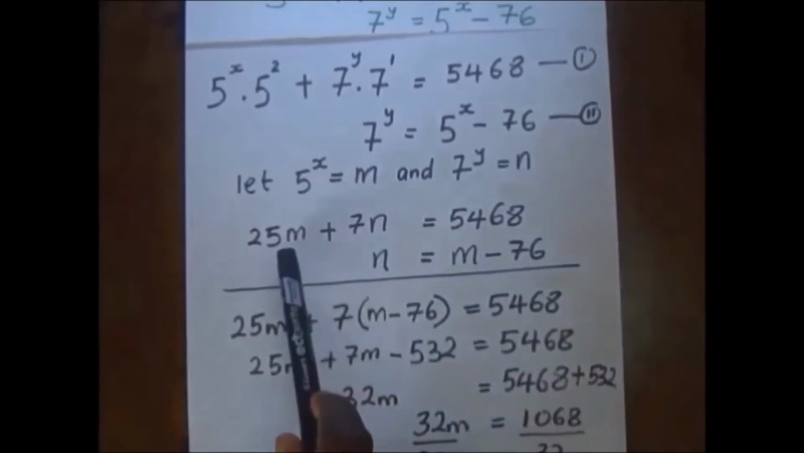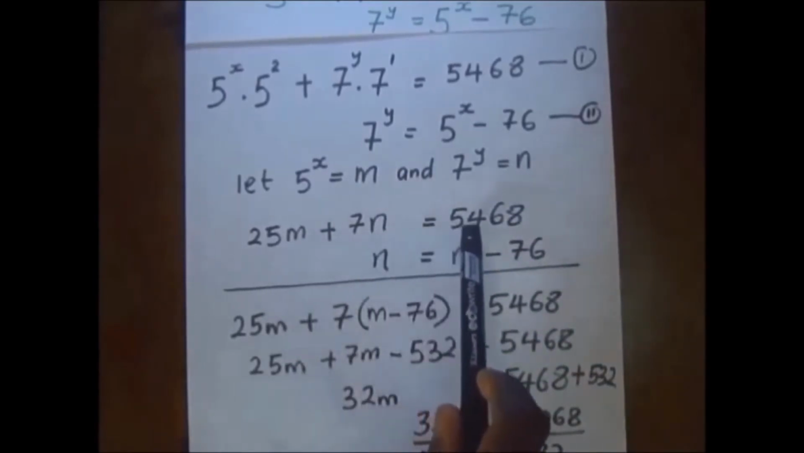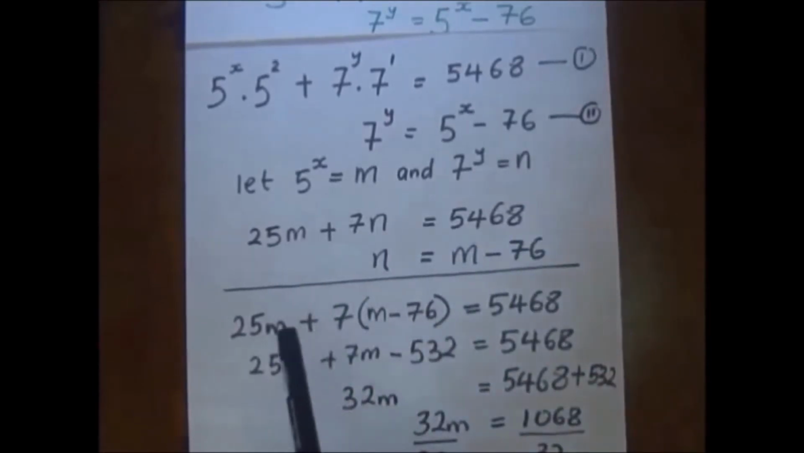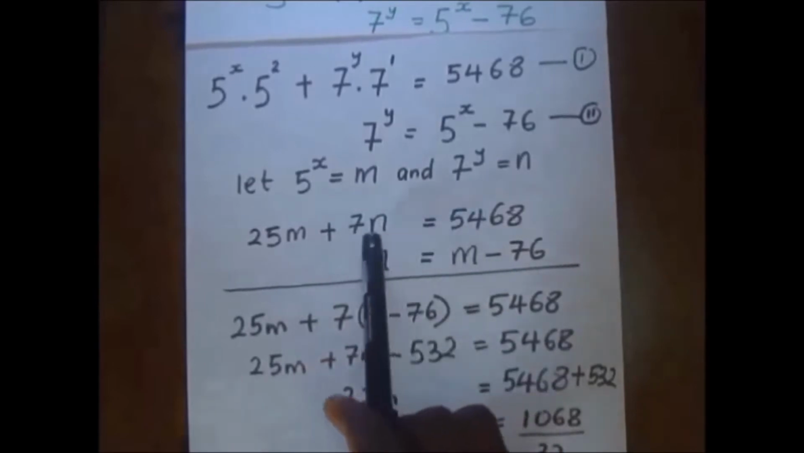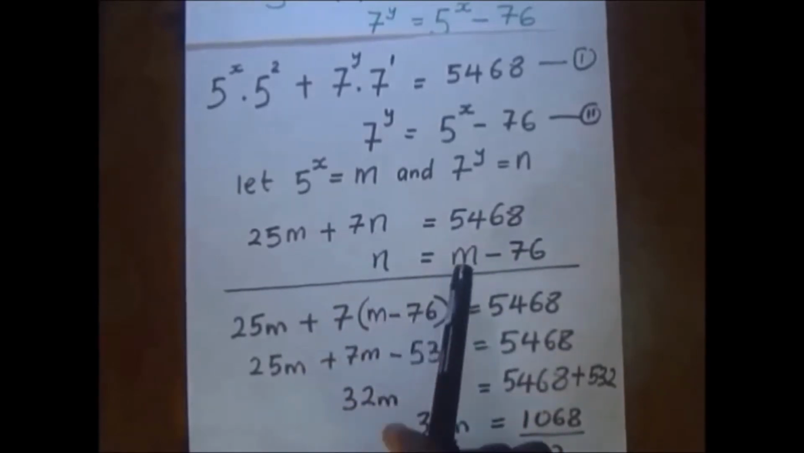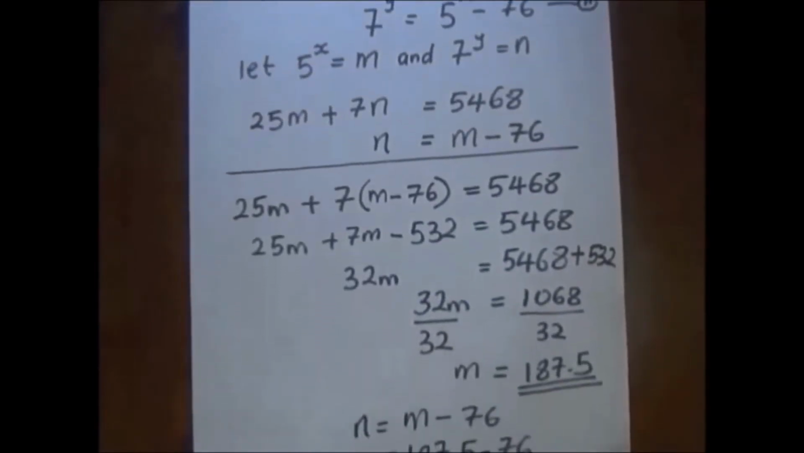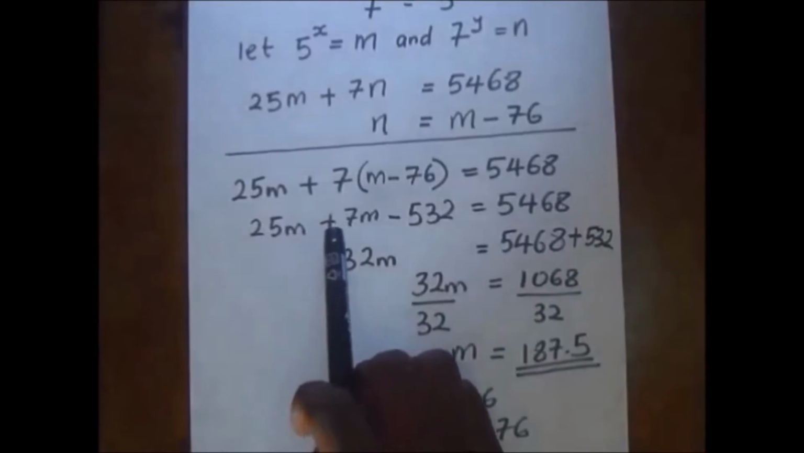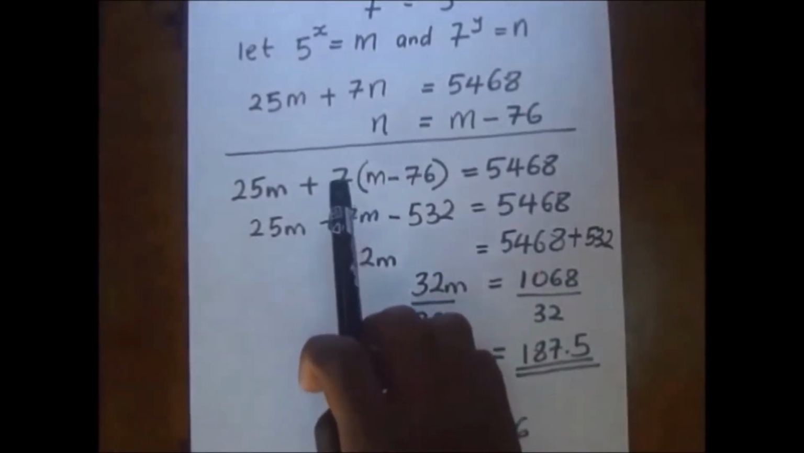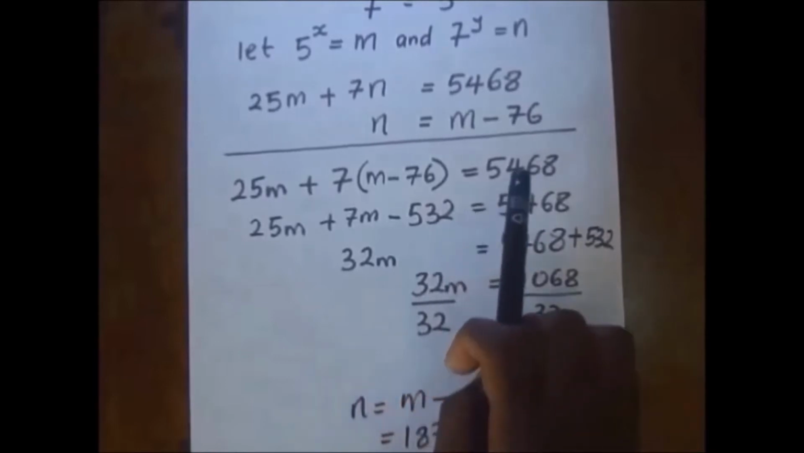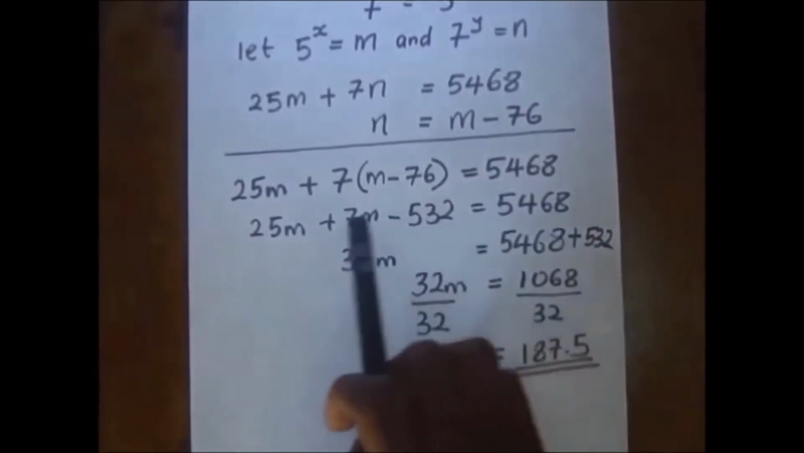And our first equation here is 25m plus 7n is equal to 5468. So when you substitute the value of n in this first equation, it's going to become 25m plus 7 into the value of n, which is m minus 76, is going to be equal to 5468. We go ahead and open those brackets. We get 25m plus 7 times m is 7m, 7 times negative 76 is negative 532, is going to be equal to 5468.